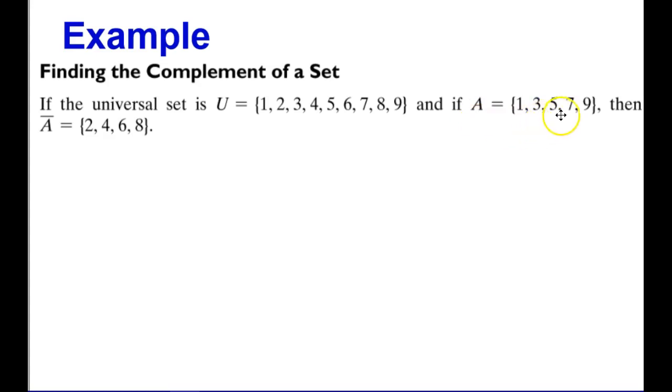So if A is 1, 3, 5, 7, 9, then the complement of A, so the stuff that's not included in A, would be 2, 4, 6, 8. So I'm using all of the numbers in my universal set, and whatever's not in A will go in the complement of A.